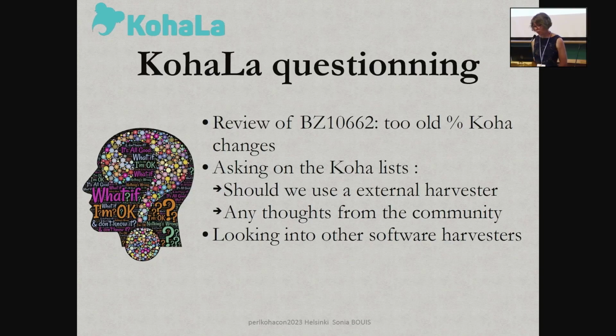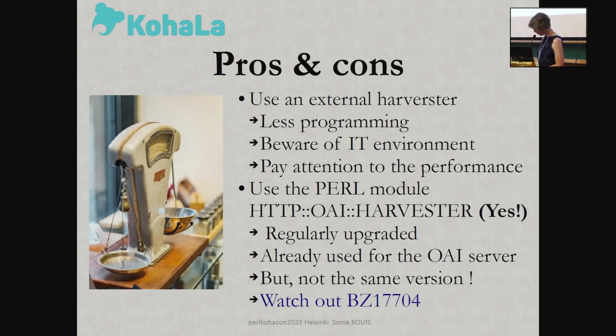To avoid financing a development that will never be in the Koha master, we thought that we could ask the Koha community if they had any thoughts. So we asked the Koha list: should we use an external harvester? Because there are already several OAI-PMH harvesters existing. So BibLibre examined several OAI-PMH clients.